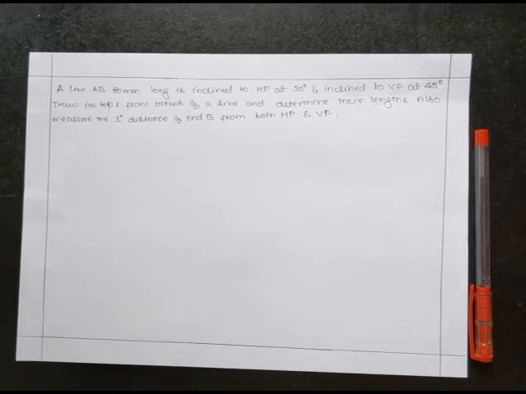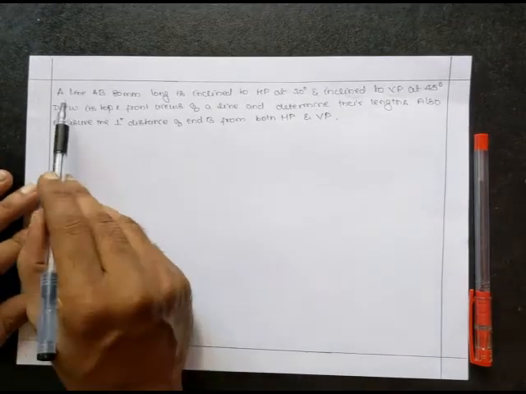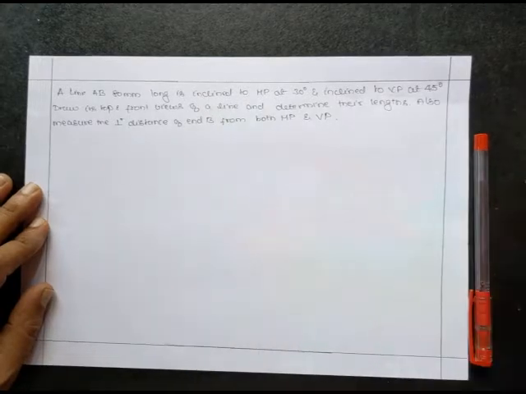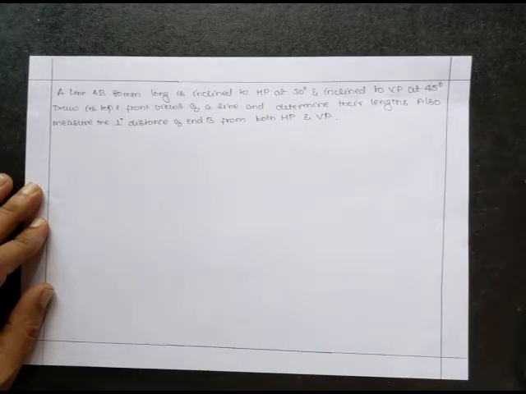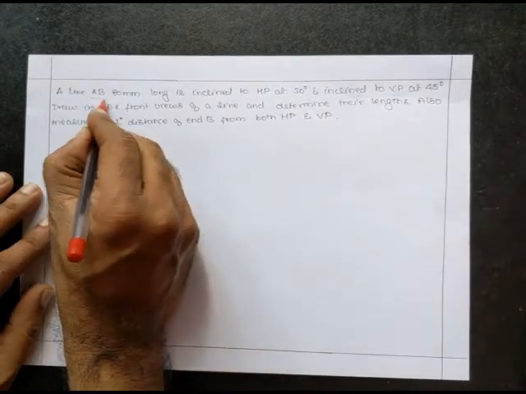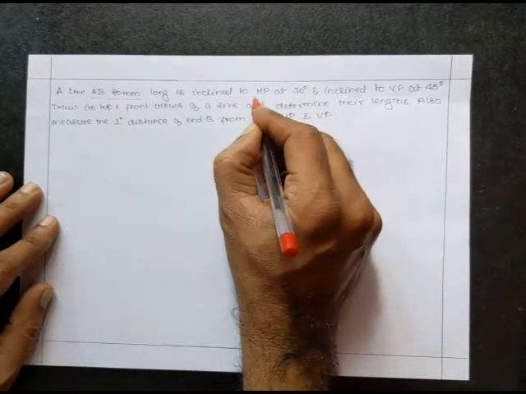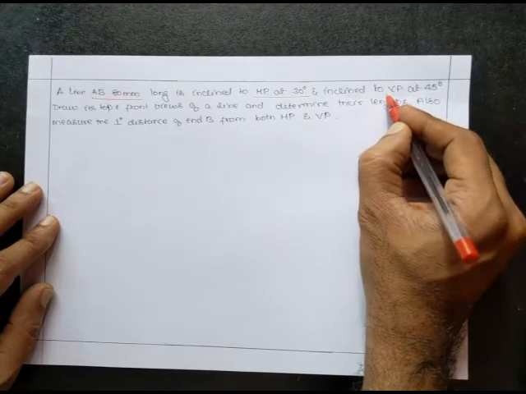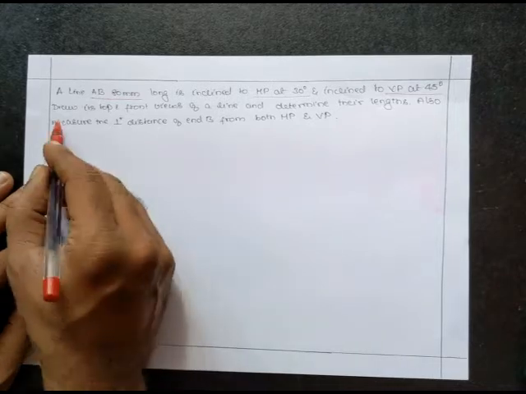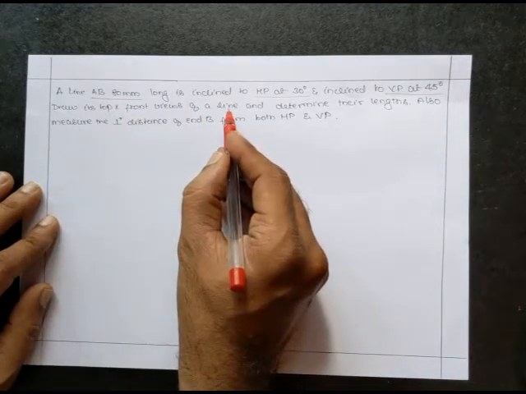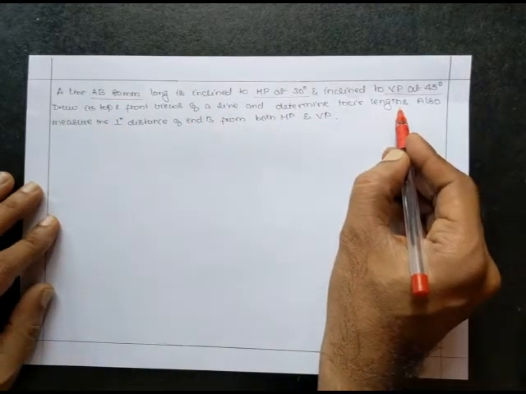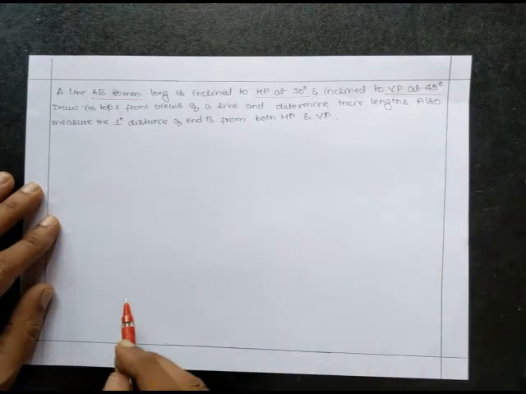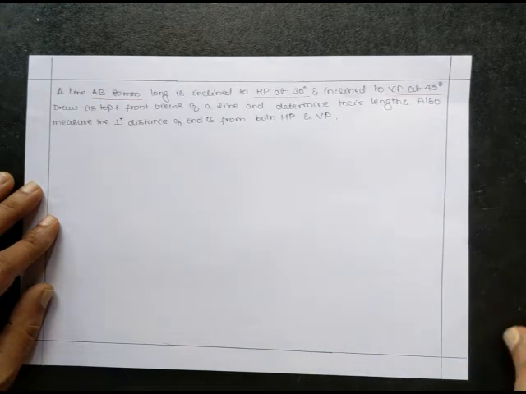So we are solving problems on lines. Let us look into this problem. A line AB 80 millimeter long is inclined to HP at 30 degree and inclined to VP at 45 degree. So he has given the true length, 80 millimeter, and he has given the true inclinations: with respect to HP 30 degree, that is angle psi, and with respect to VP, that is theta, 45 degree. Draw its top and front views of the line and determine their lengths, and also find the perpendicular distance of end B from both the HP and VP. This is what he has given in the problem.